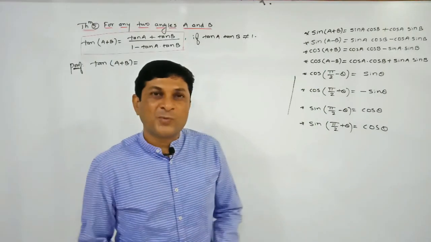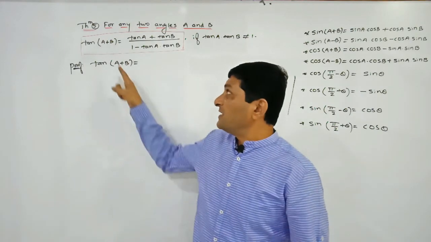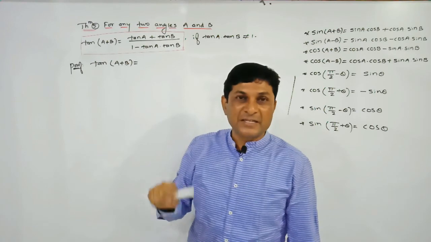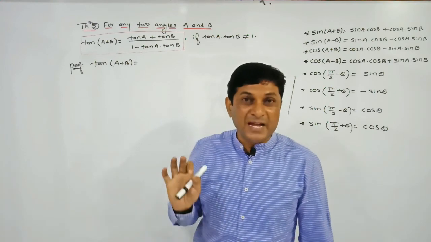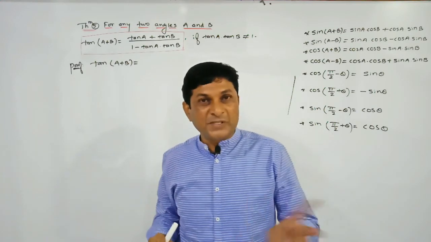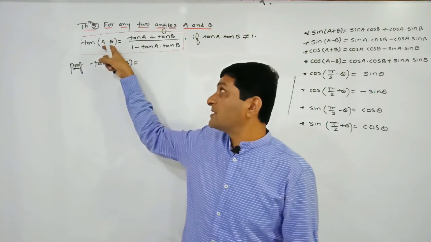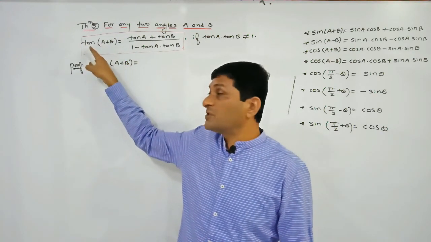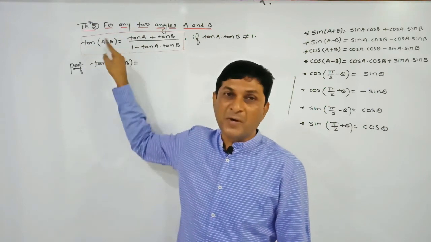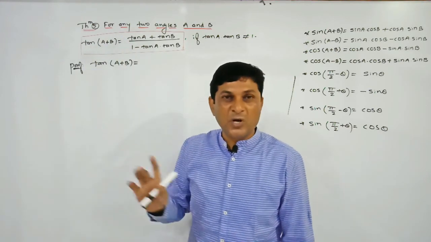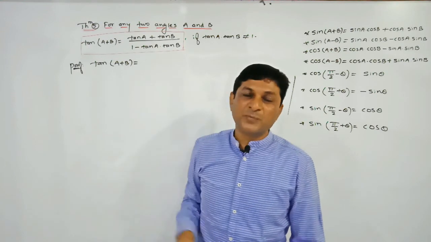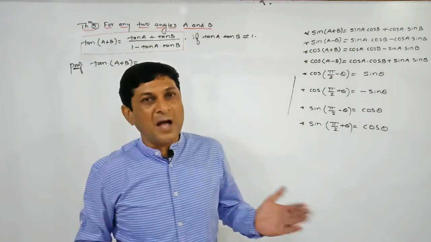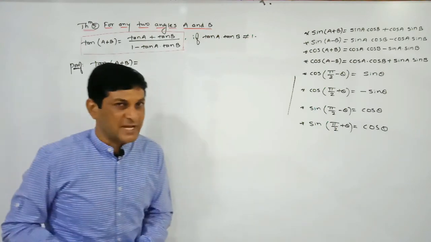Now let us try to prove the next important formula, that is tan(A plus B) is equal to tan A plus tan B upon 1 minus tan A into tan B. Already we have seen that compound angle means addition or subtraction of two angles. Here the two angles are A and B, and we are finding the value of which trigonometric function? Tan of this compound angle. A plus B is nothing but a compound angle. So for tan(A plus B), we have to prove that its value is equal to tan A plus tan B upon 1 minus tan A into tan B.